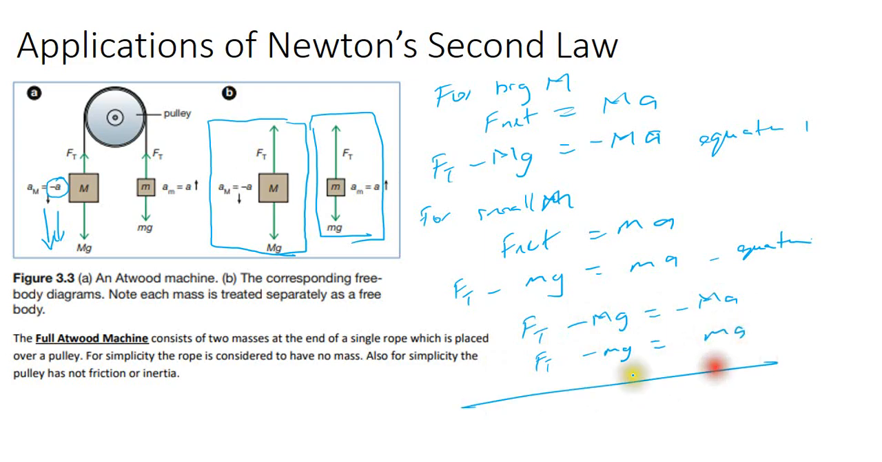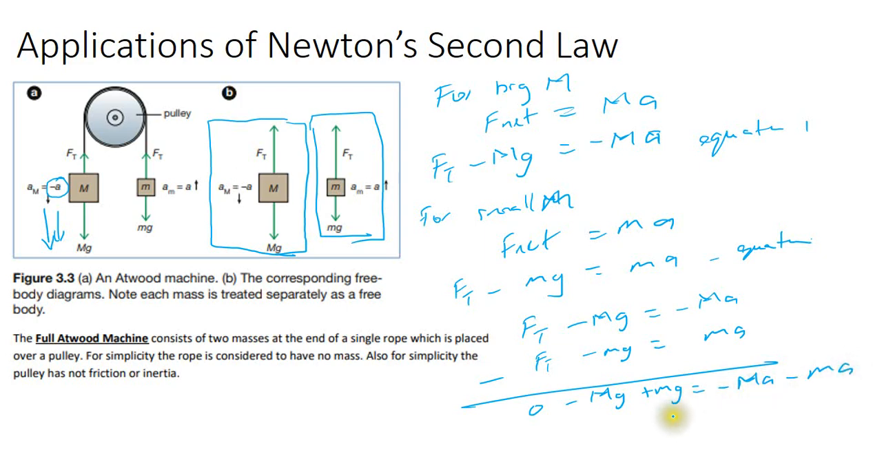So let's go ahead and subtract. We're subtracting everything. So Ft minus Ft gives you 0. Now minus mg minus small m times g becomes positive mg, and this is equal to minus big M times a minus ma.